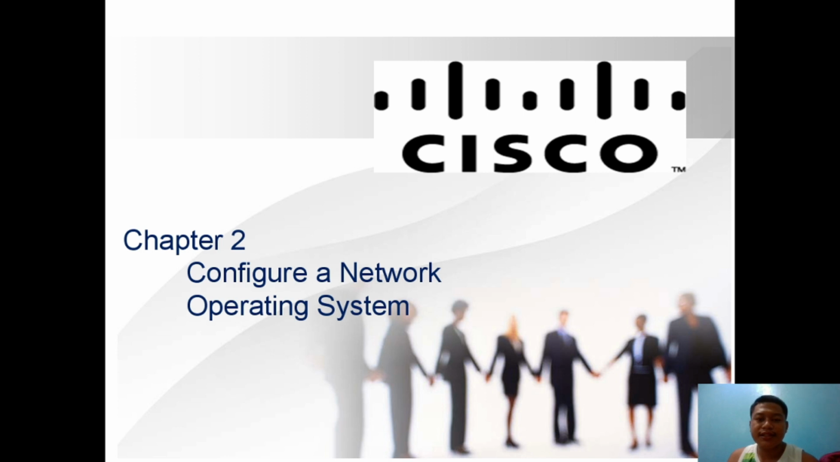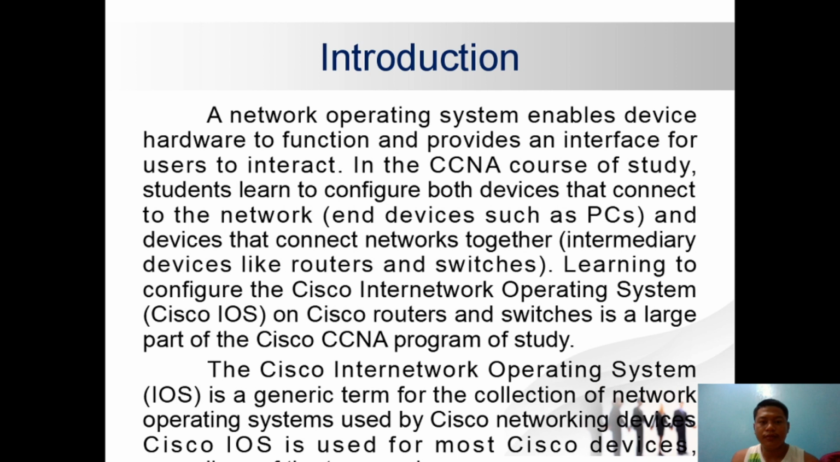So for today we discuss chapter 2, configure a network operating system. Introduction. A network operating system enables device hardware to function and provide an interface for users to interact. In the CCNA course of study, students learn to configure both devices that connect to the network and the devices that connect networks together. Learning to configure the Cisco Internetwork Operating System on Cisco routers and switches is a large part of the Cisco CCNA program of study.